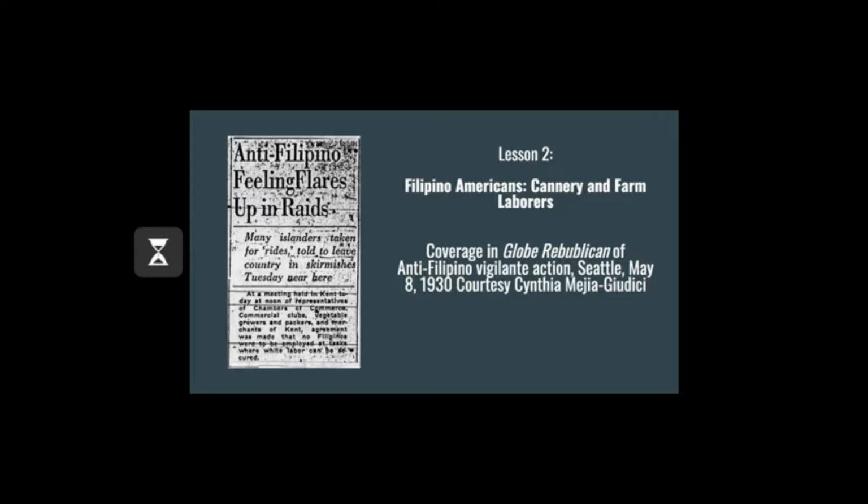Filipino immigrants at this time were almost all male and without their families, so these workers took part in the freewheeling Wild West of the day.